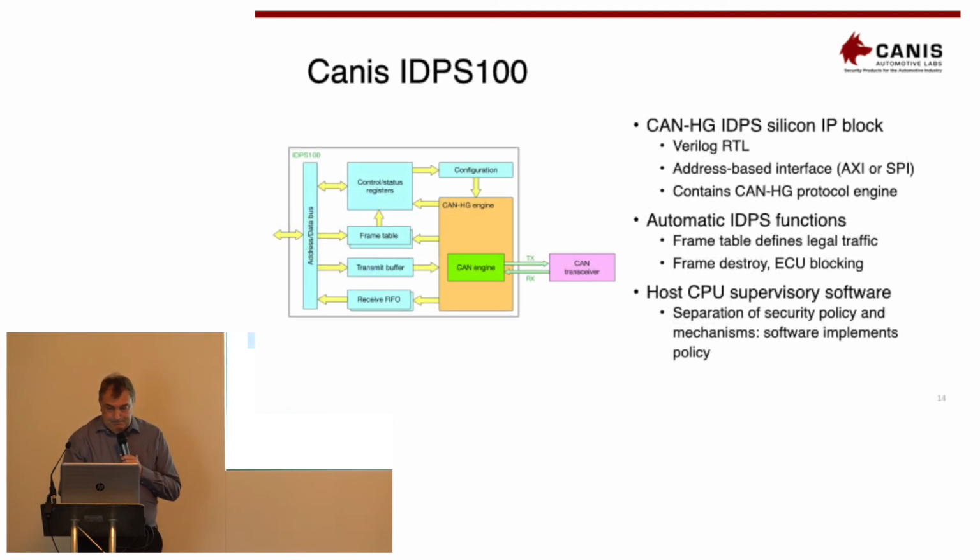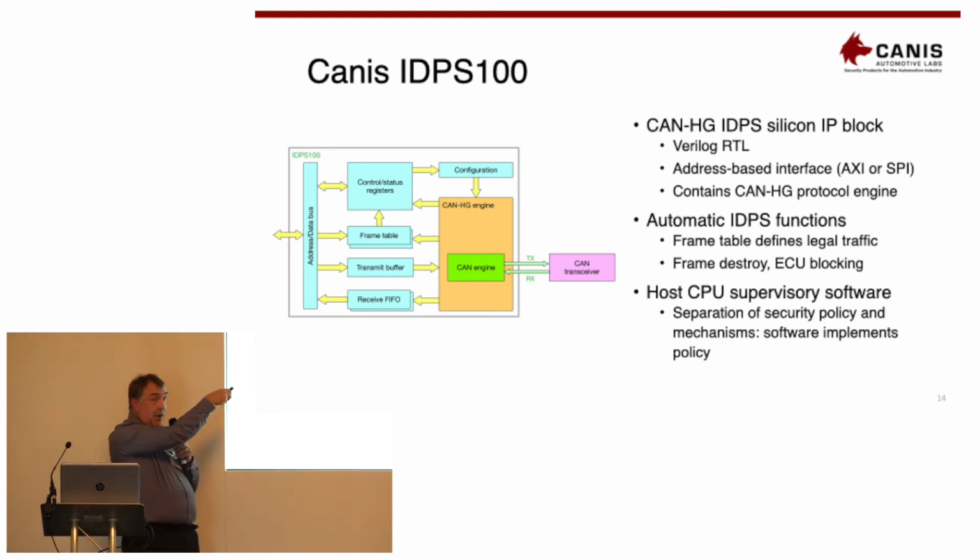Okay, so this is available as a Verilog IP block, and it's got an address-based interface to the IP block. We've got an SPI command handler front end, so you can have it as an external chip, or it could be on chip, either way. And that intrusion detection contains the engine here, which decodes all of those extra CAN-SG bits and uses a frame table.